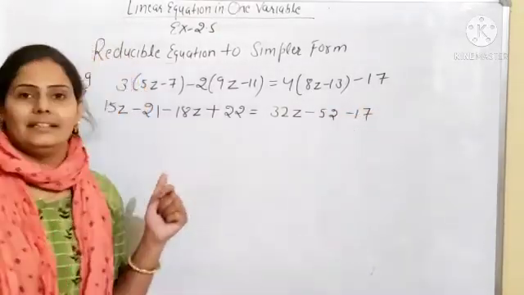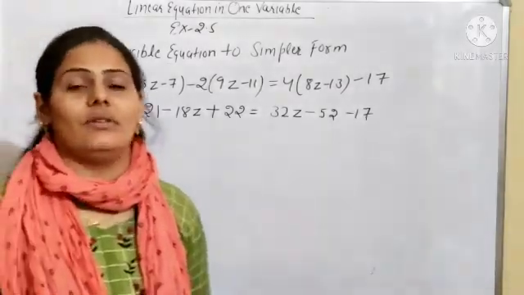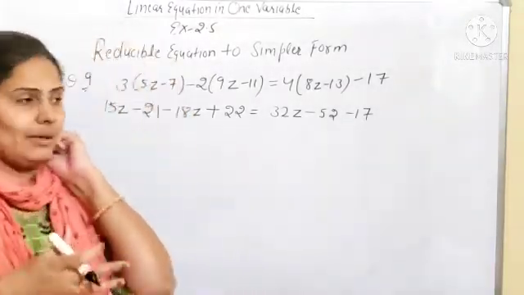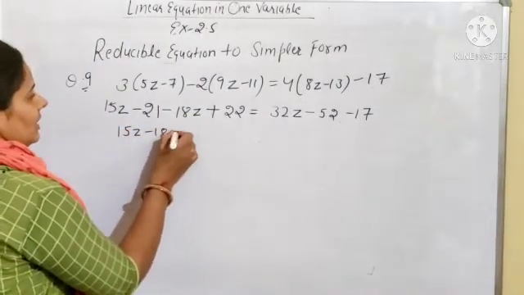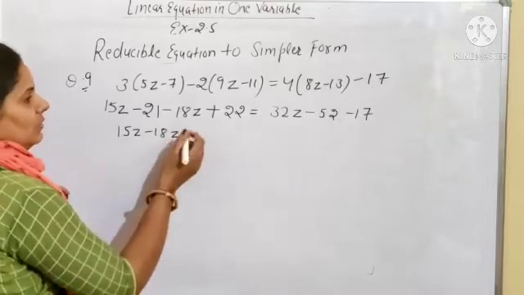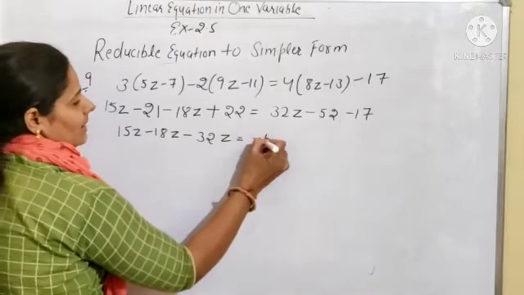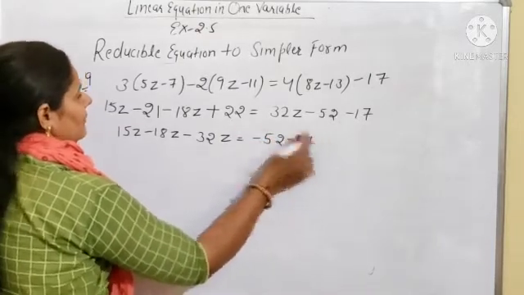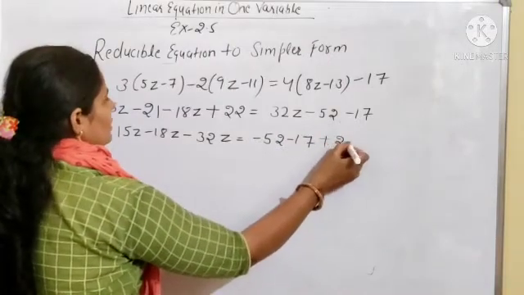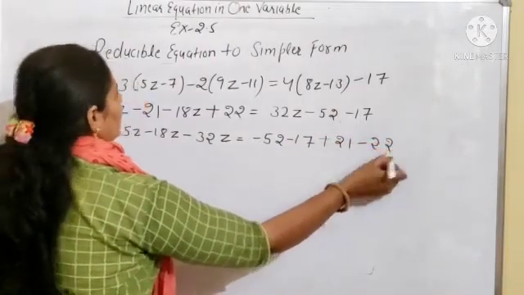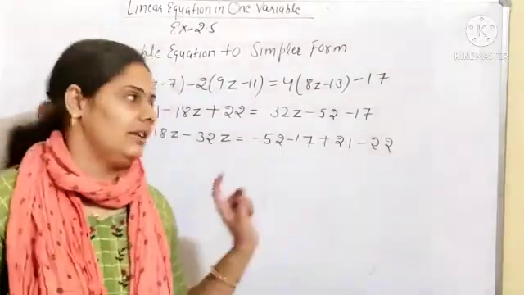Now you are getting a linear equation where on both sides, left hand side and right hand side, the variable is given. So what will you do? The next step, all the variable values one side. So 15z minus 18z already left hand side. Now 32z you will take, so minus 32z is equal to minus 52 minus 17. Here minus 21 you will take from left hand side to right hand side, so it will be plus 21 and minus 22. Clear? So all the variable values we have taken one side and constant values one side.